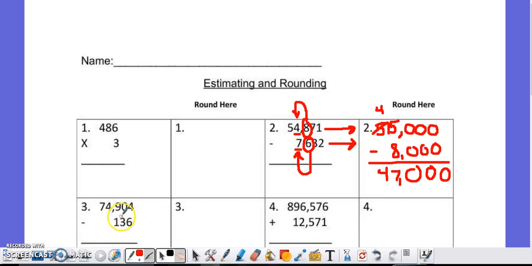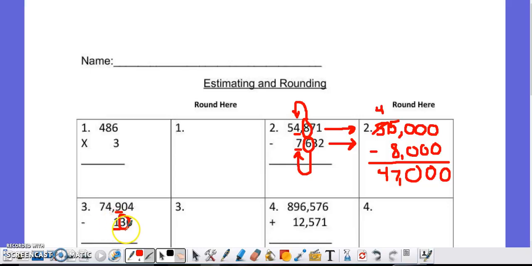Moving on to number 3. Once again, these numbers do not have the same exact place value spots, so I have to round both of the numbers to the highest shared place value, which in this case is the hundreds. The highest shared place value is always the highest place value of the number with the least amount of place values, which in this case would be the hundreds.